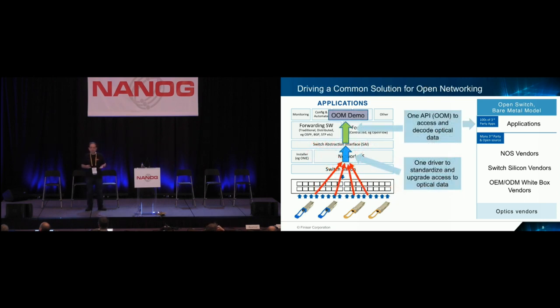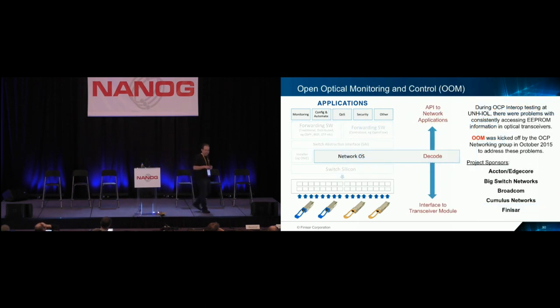So ideally, what you want is something, basically a driver initially, that provides a standardized way to access all that data regardless of the particular implementation of your switch. And that's actually what we set out to fix in something we call open optical monitoring that I'm going to discuss in the next few slides. So open optical monitoring is an OCP project. We identified that issue and we started a project back in 2015.